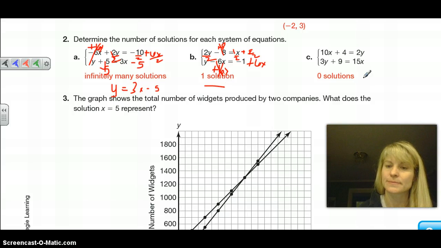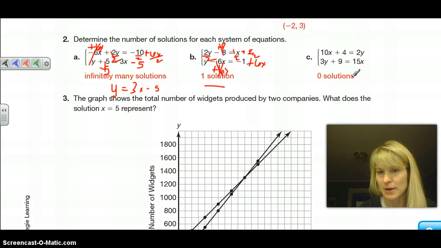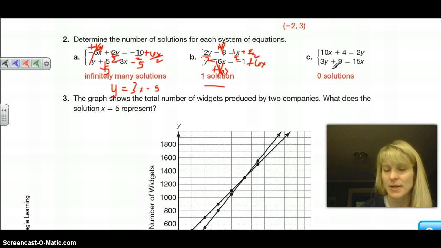And then this one again, we can solve for y, I think is probably the best way. So we subtract 9 here. And then we divide by 3.